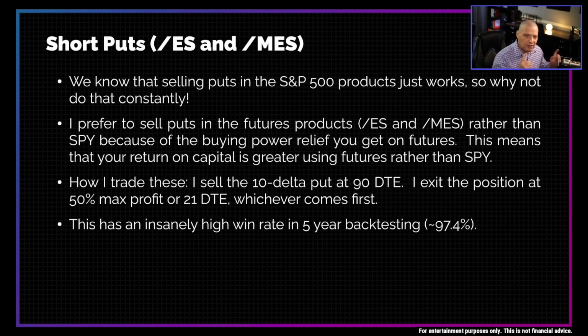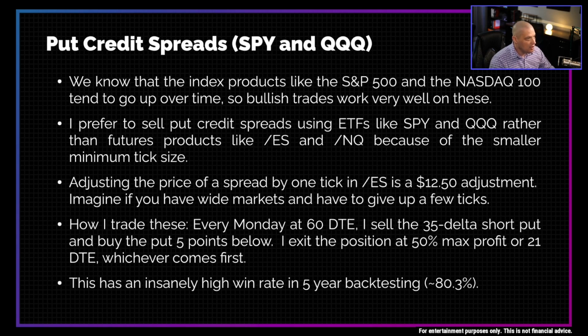So this is why this is number 1 as far as my core trading strategies. Number 2 is put credit spreads in SPY and QQQ. So again, we know that index products like the S&P 500 and the NASDAQ 100 tend to go up over time. So bullish trades tend to work very well on these products. Now, when it comes to put credit spreads rather than naked short puts, I prefer using the ETFs, SPY and QQQ, rather than futures products like the ES or the NQ.